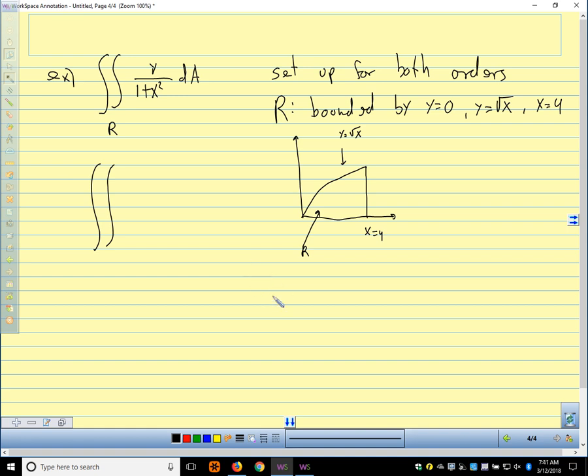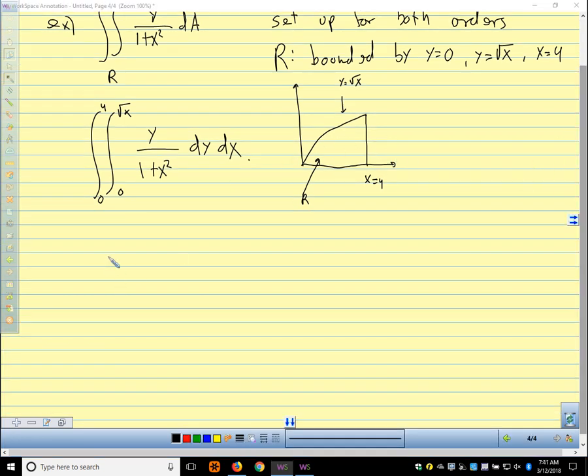All right, so let's set this up first for vertical rectangles. So for vertical rectangles, y is going to go from 0 to square root of x. X is going to go from 0 to 4, and we get the integral of 1 plus x squared dy dx. If we set up for horizontal rectangles, we're going this way, x goes from y squared to 4, and y is going to go from 0 to 2, dx dy.